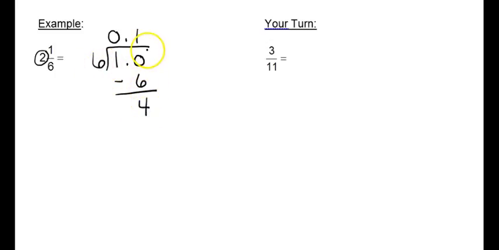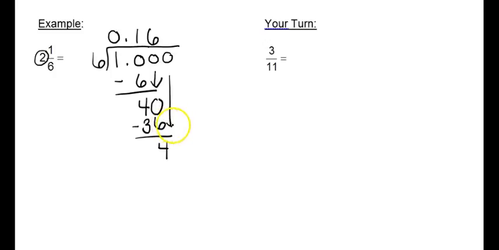6 does not go into 4, so I actually have to add another place value and bring that down. 6 goes into 40 6 times, which is 36. I have 4 left over again. 6 does not go into 4, so I have to add a place value. 6 goes into 40 6 times, which is 36. And this is just going to keep on going and going and going. That's when we have a repeating decimal.